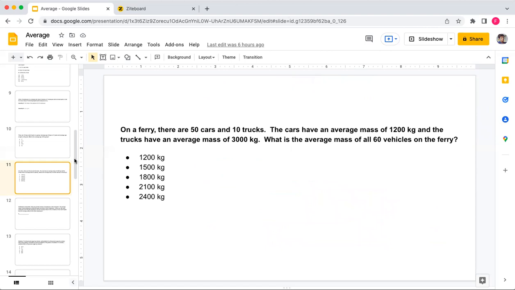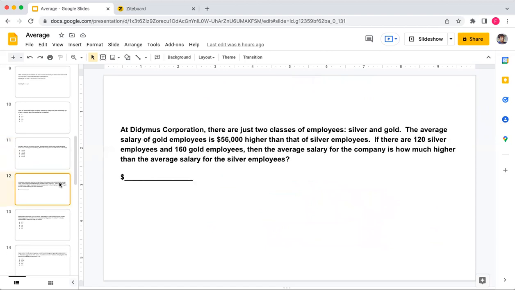Now, quickly, one more question. Try this question, and try to solve this in under 30 seconds. This corporation has two classes, one is silver and one is gold. The average for gold is this much higher than the silver average, 56,000. If I consider the average for silver as 0, then what is the average for gold? 56,000, right?